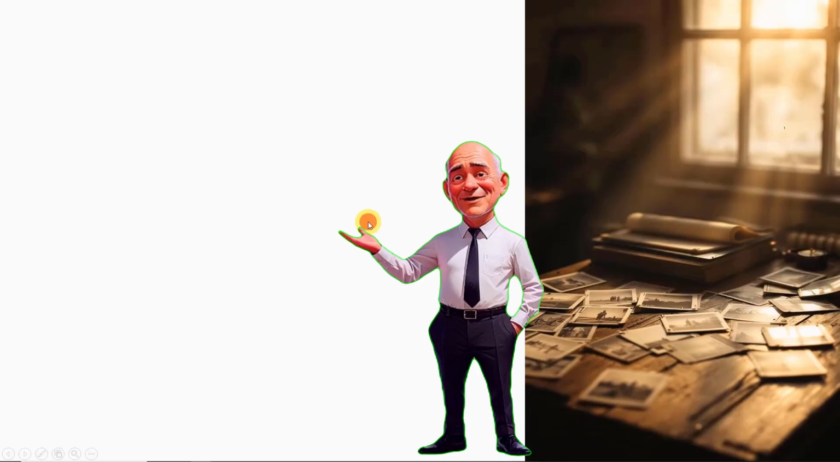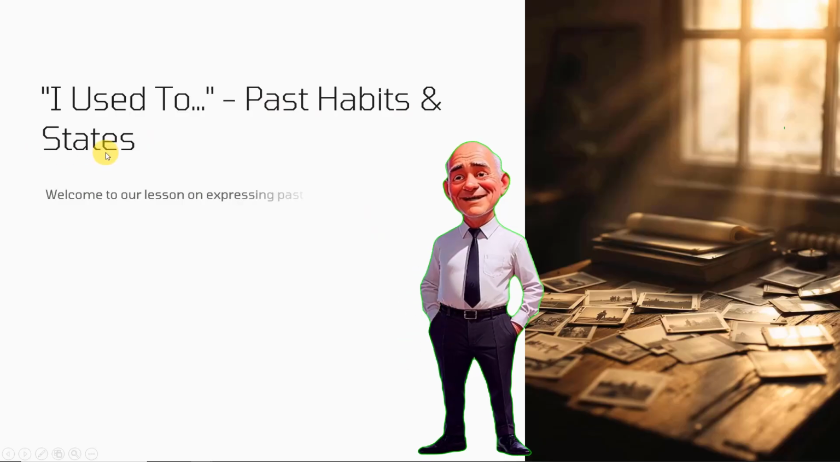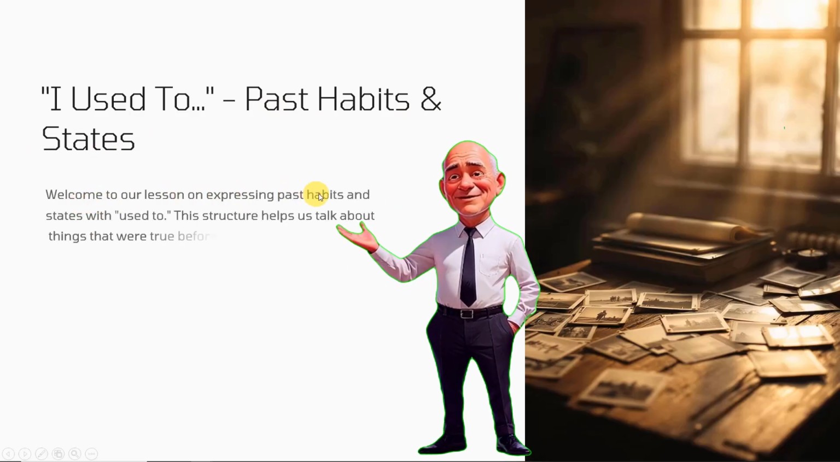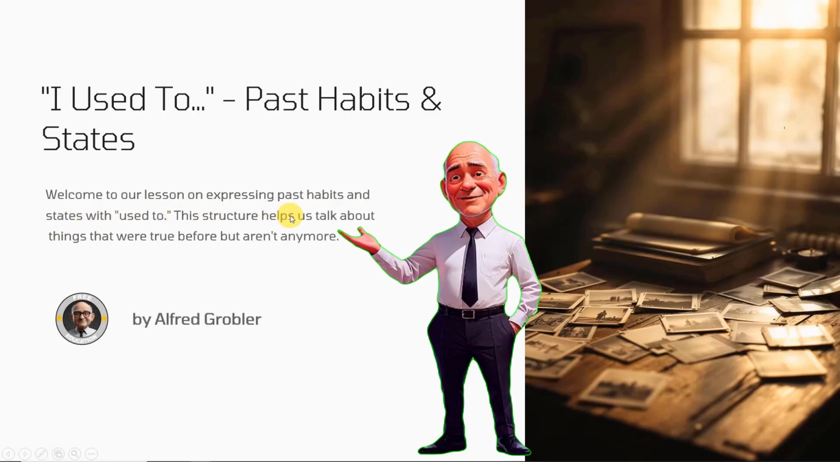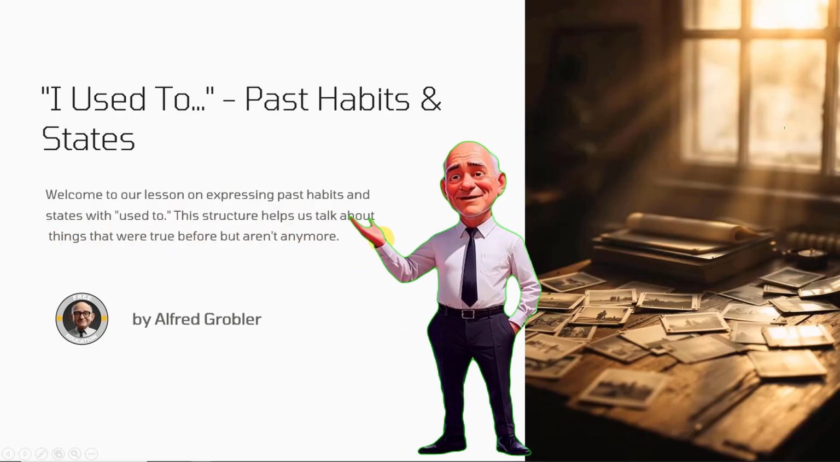And it's all about I used to, past habits and states. Welcome to our lesson on expressing past habits and states with used to. This structure helps us talk about things that were true before but aren't anymore. For instance, I used to live in London, or I used to have long hair when I was young, now I'm bald. Righto guys, let's dive into the lesson.